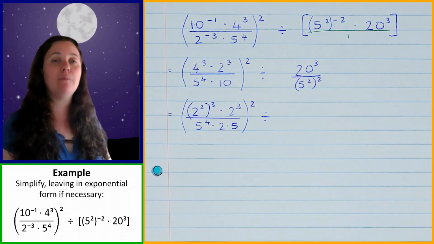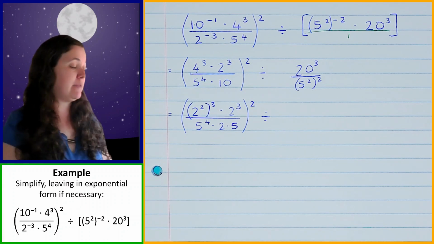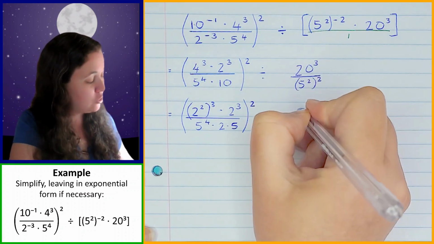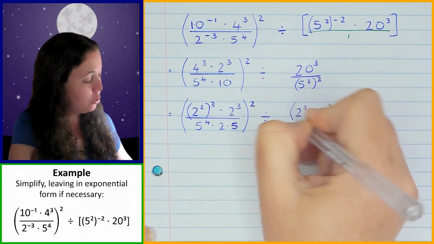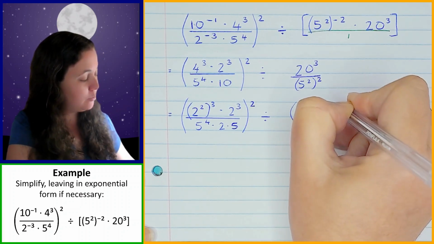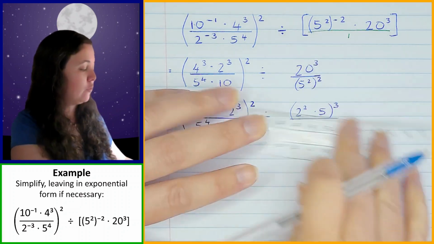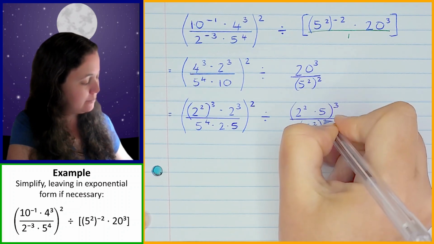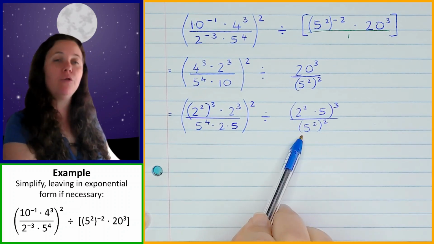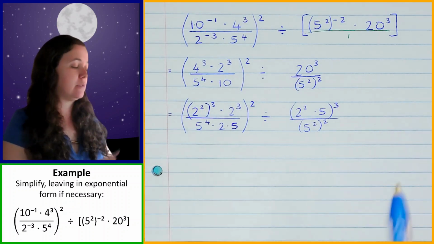Now, if you were to do the ladder method to write 20 as a product of its prime factors, you would end up with 2 squared times 5. So 20 is the same as 2 squared times 5, and all of that, the whole of the 20, is being cubed. That is over what I've got at the bottom here, 5 squared squared. Now I could have simplified that already, but I'm just going to do all of my raising powers to powers in the next step.